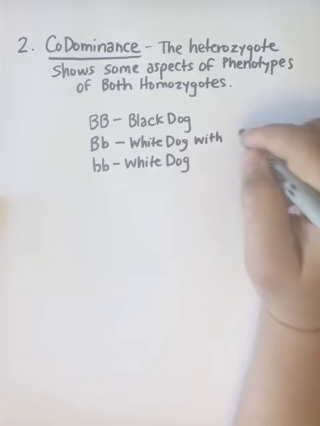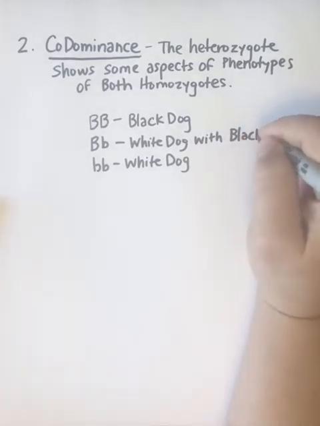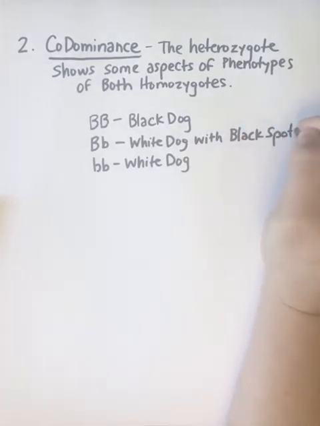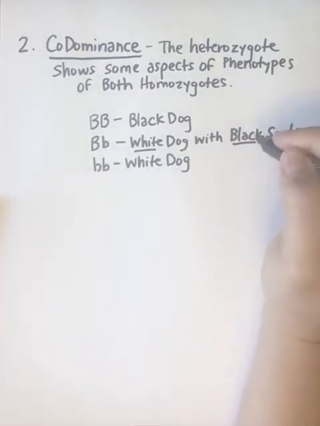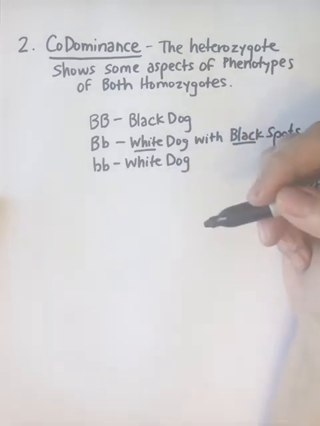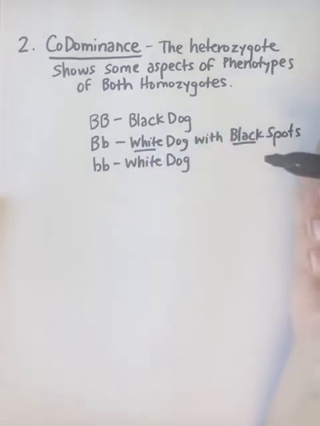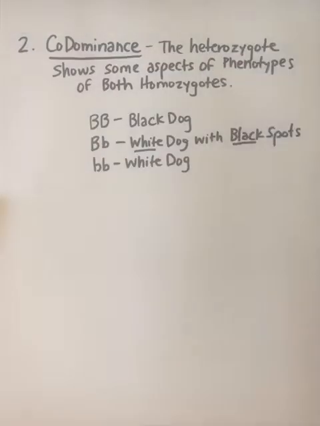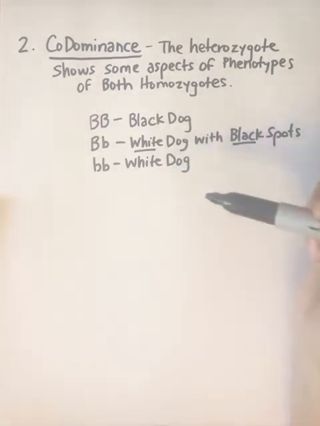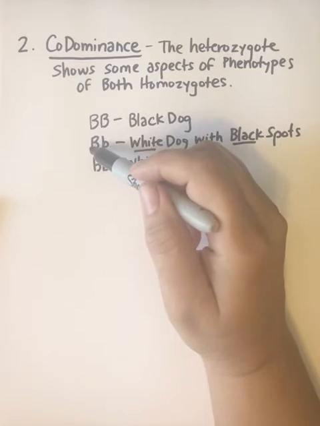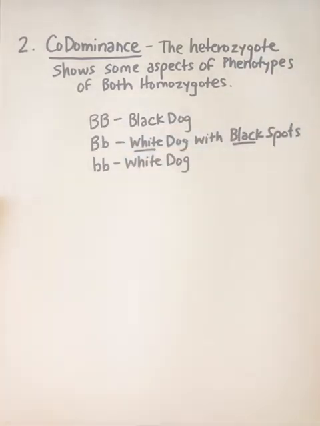with black spots. So it is both white and black. That's what codominance means. It is going to have both aspects. They're dominant to each other. So it doesn't mix like incomplete dominance. So if it was incomplete dominance, this would be a tan dog. If it were simple dominance, the heterozygote would be a black dog.